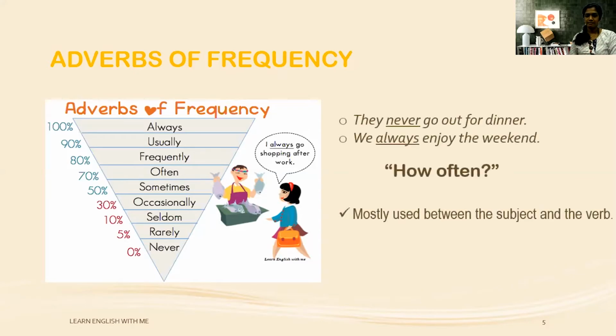Look at the example. They never go out for dinner. We always enjoy the weekend. So adverbs of frequency tell you how often the particular action takes place. If I ask you how often do they go out for dinner? Yes, never. Or how often do we enjoy the weekend? Always. So it's easy, right?